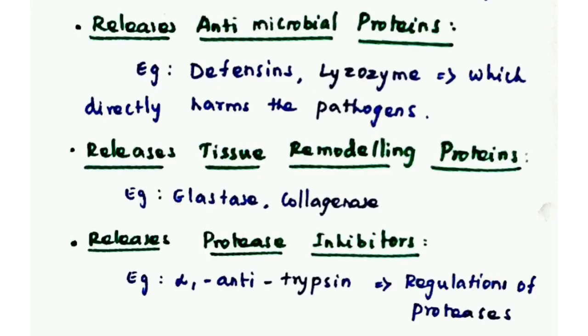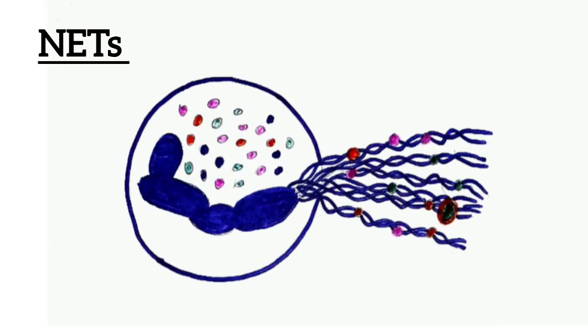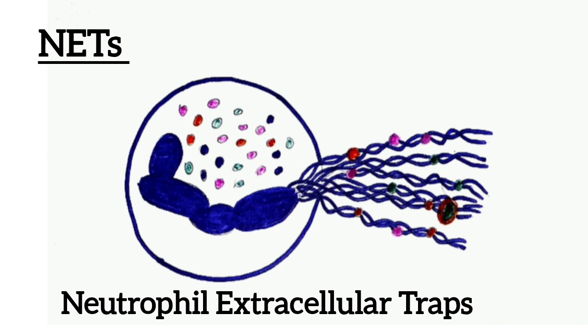As we know, neutrophils have many granules in their cytoplasm. These granules contain antimicrobial proteins such as defensins and lysozyme, and also tissue remodeling proteins like elastase and collagenase, and also protease inhibitors. The next process is the release of nuclear material in the form of neutrophil extracellular traps, known as NETs. That means neutrophil extracellular traps.